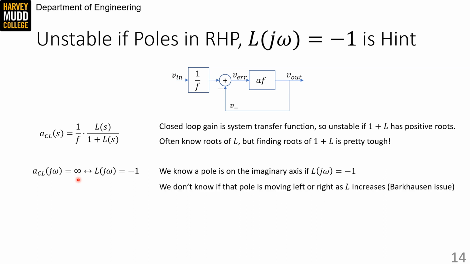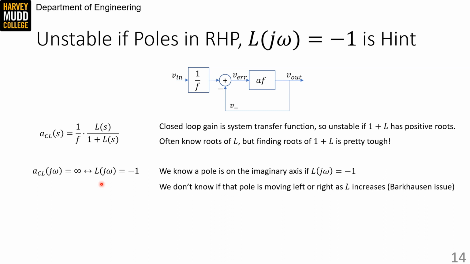That's an interesting fact, but we don't know for sure if the pole is currently on the axis at this j omega point. It will move into the right half plane or the left half plane as L increases. If it moves to the right, then L of j omega equals -1 is a stability criterion, and that criterion is called the Barkhausen criterion.